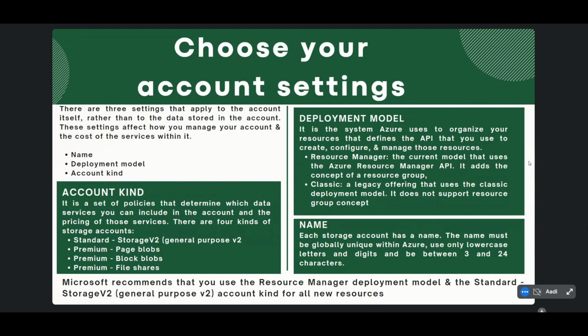And storage deployment model. The deployment model is the system Azure uses to organize your resources. It defines the API that you use to create, configure, and manage those resources. There are two deployment models that Azure provides. First is Resource Manager and second is Classic. Resource Manager is the current model that uses the Azure Resource Manager API, and the second is Classic, a legacy offering that uses the classic deployment model.